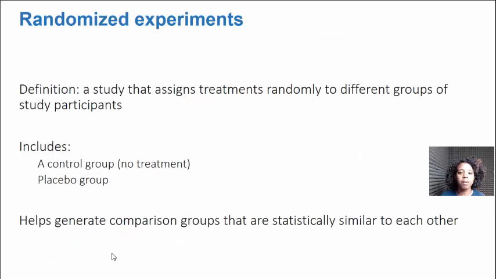So there have been some randomized experiments to get at the causality in that relationship. A randomized experiment is a study that randomly assigns a treatment of some kind to different groups of study participants. So there's a control group that does not get a treatment, there can be a placebo group, and a group that does receive a treatment.